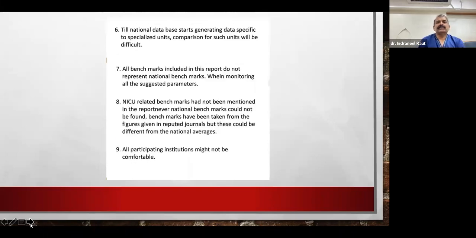Next slide. Basically, we also need to have our national data. We are always comparing with international data. As far as I remember, for the NABH, we're always comparing with international benchmarks. So when each hospital registers its data and sends it to a national registry like the NABH, I think we'll have our own data and benchmarks to compare at our level, and then compare with international.